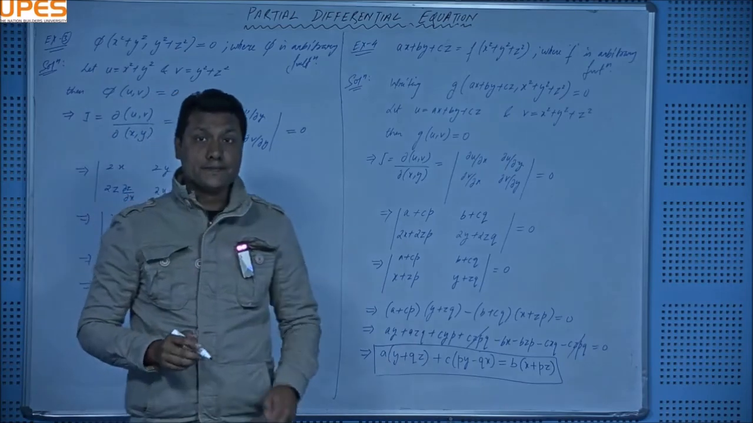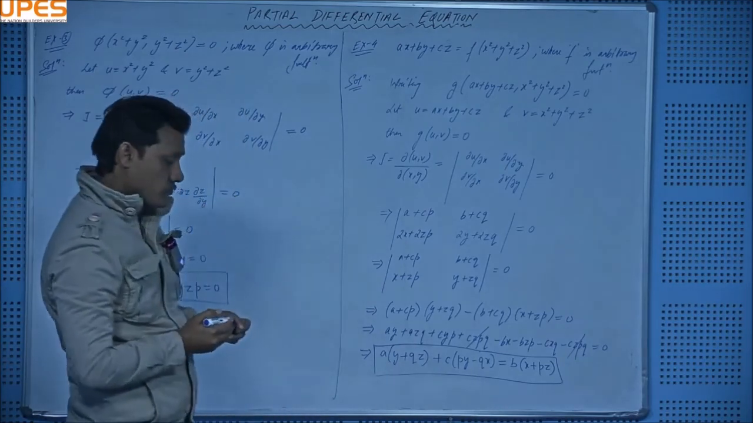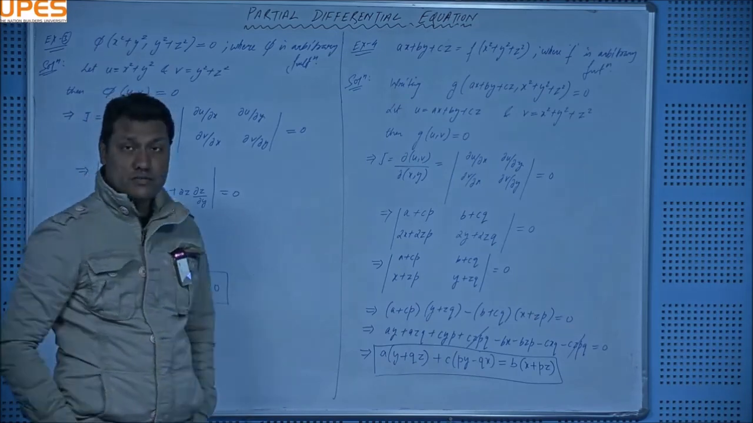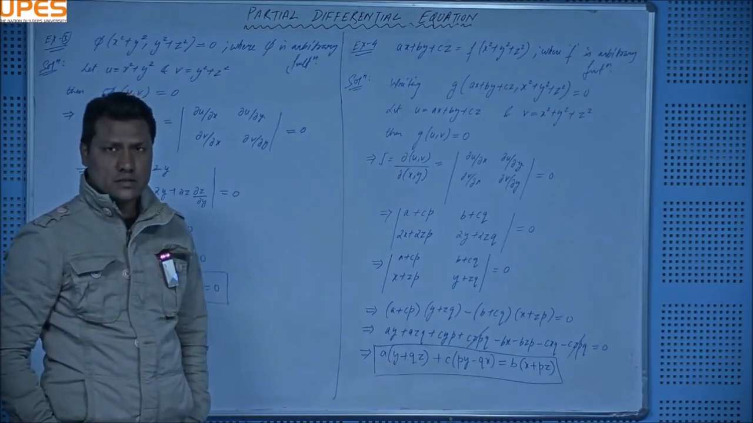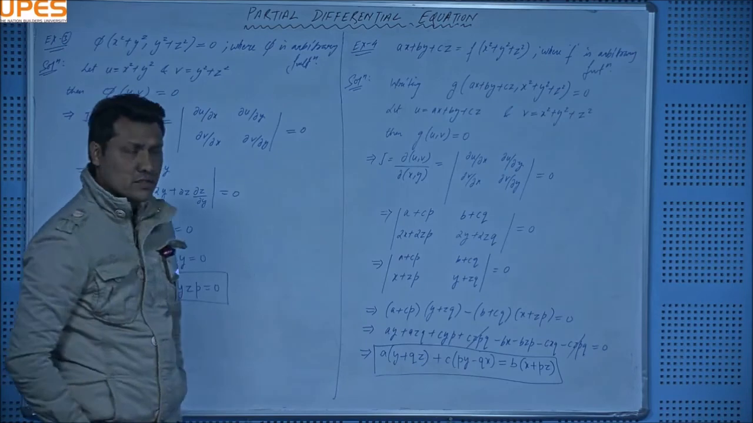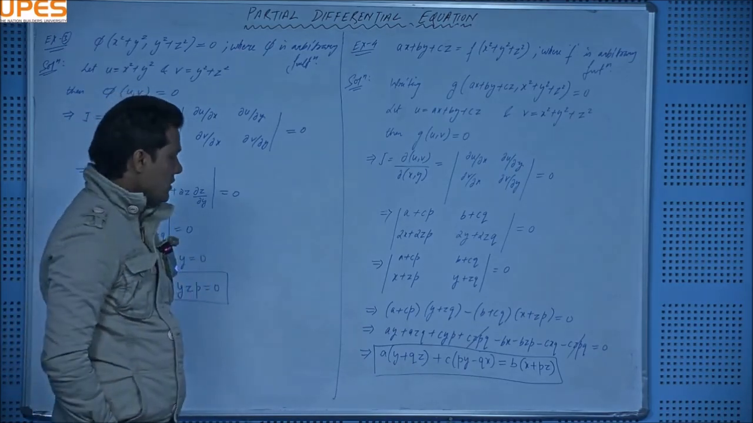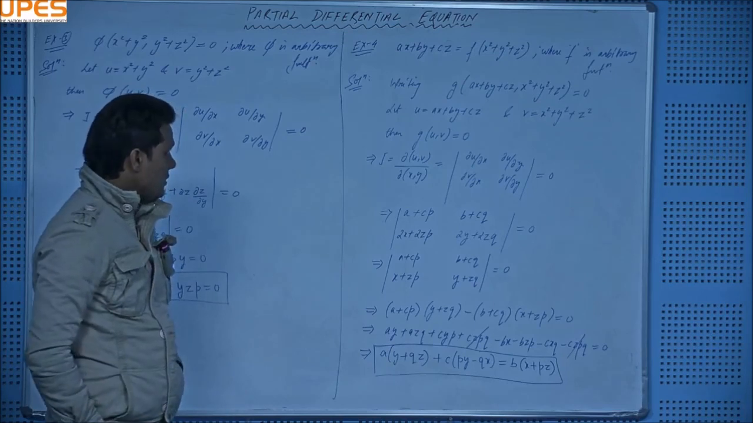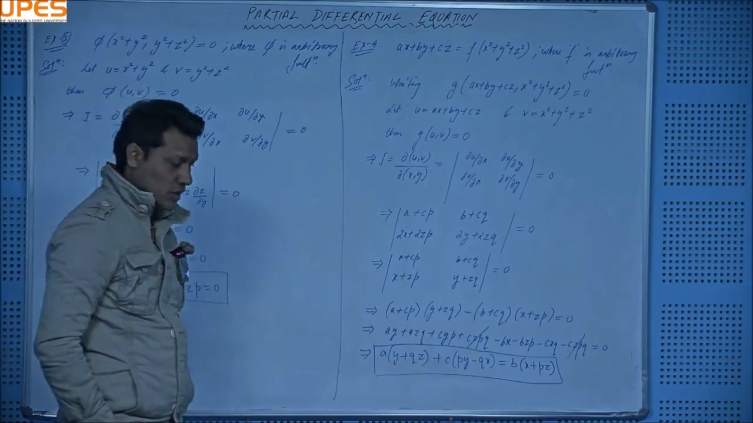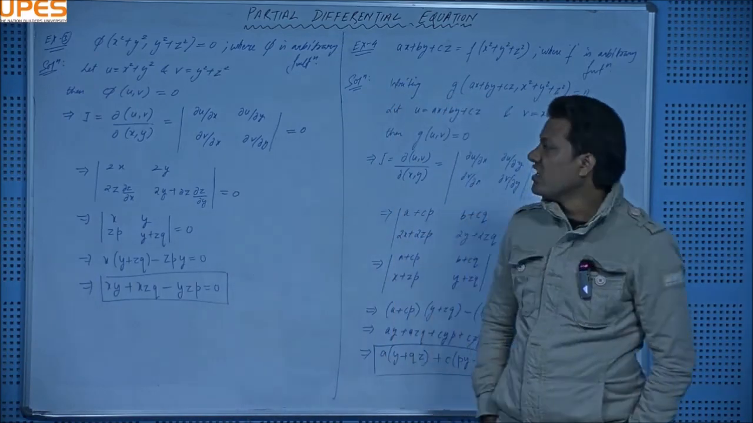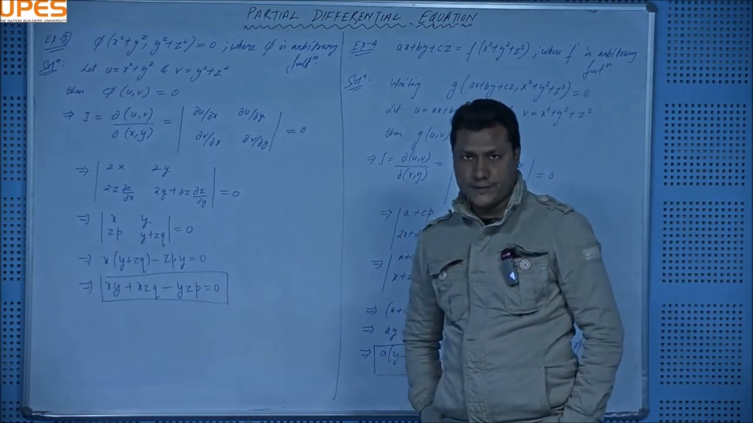So we have seen how to form a differential equation corresponding to a given family of surfaces, right? In 2 cases, whenever arbitrary constants are involved or arbitrary functions are involved. So I think that is sufficient to understand how a PDE is formed. In the next videos, we will be learning how to solve a PDE. Okay, so that's it. Thank you so much.